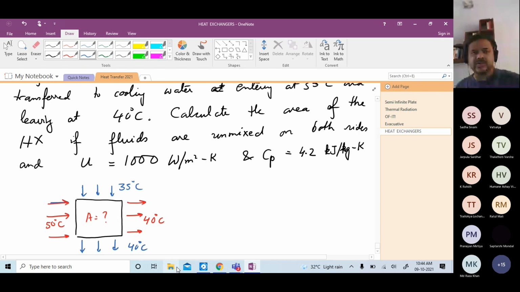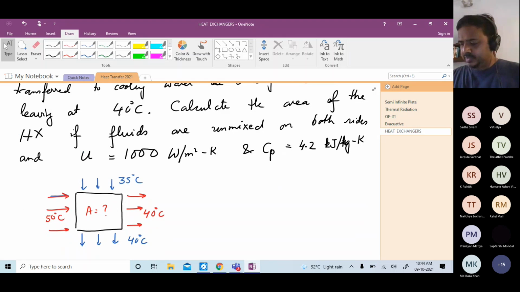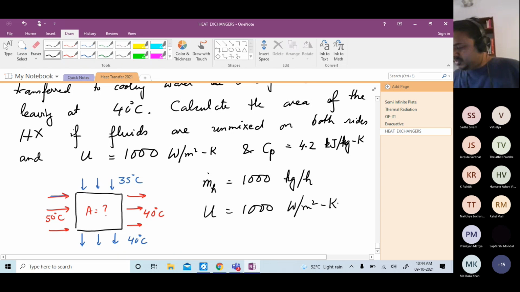And I think the mass flow rate is also given, right? How much was that? 1000 kg per hour for the hot water. The other things that are given to me are m dot h equal to 1000 kg per hour, U again 1000 watt per meter squared Kelvin, and Cp of both hot and cold 4.2 kilojoules per kg Kelvin.